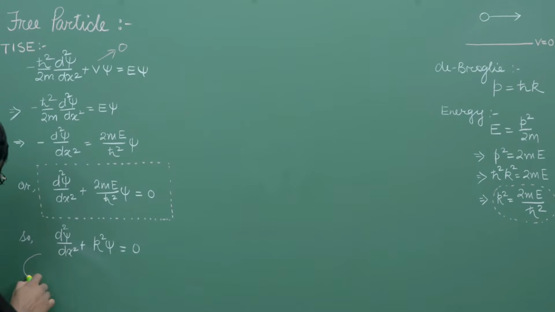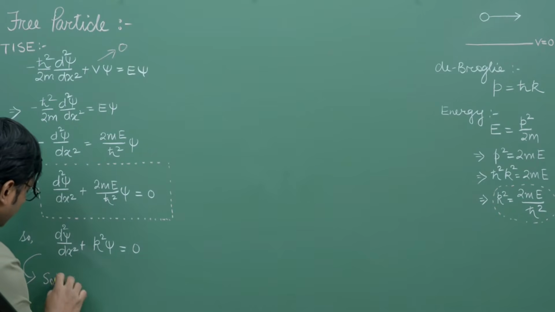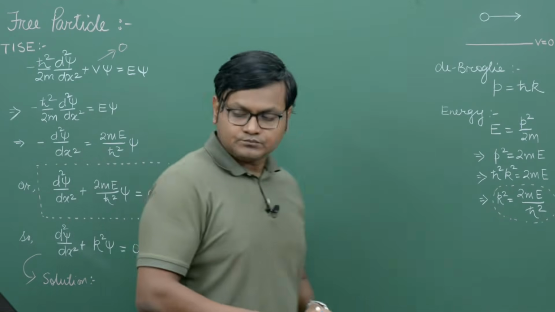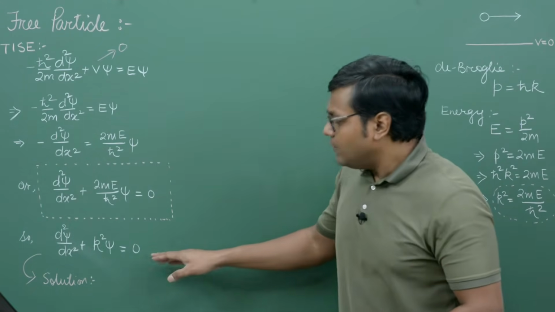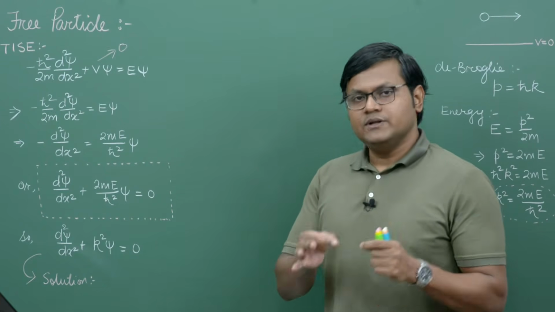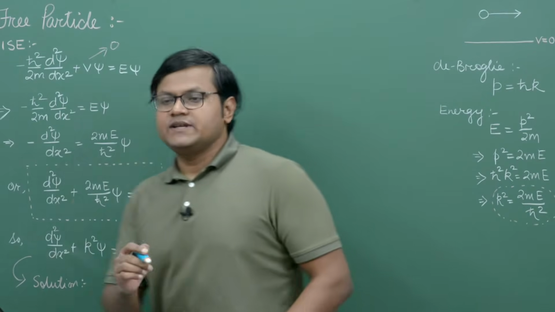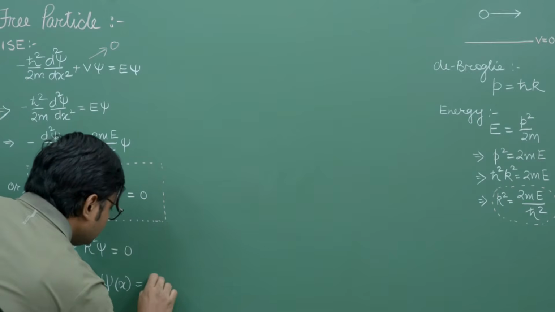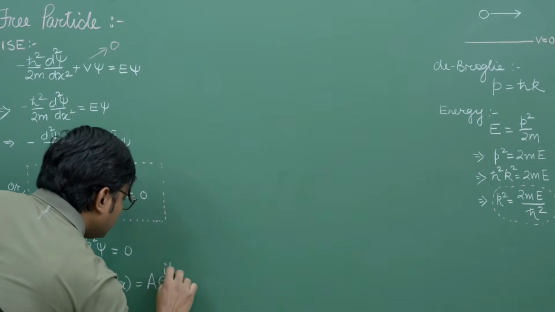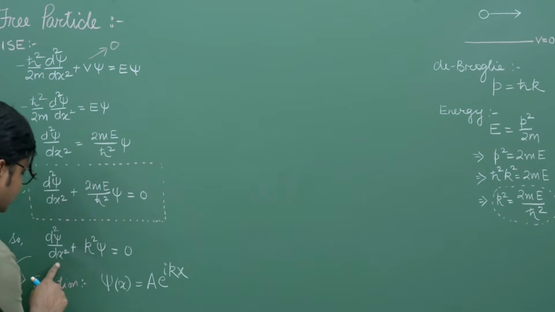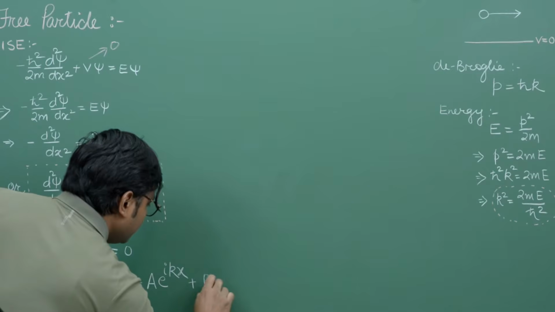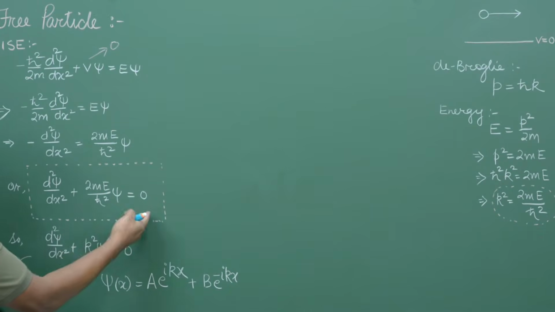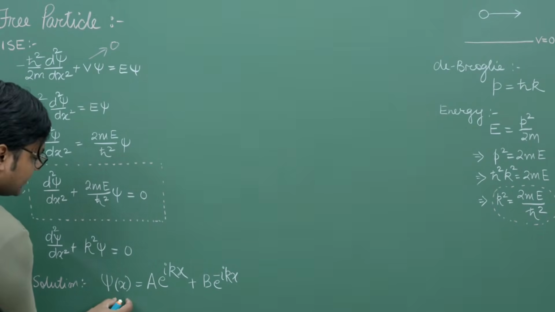So what is the solution for this kind of second order ordinary differential equation? If you are familiar with differential equations, then equations of this form have a very standard general solution, which is what I'm going to write here. It is written as psi of x is equal to, let's suppose, some constant A, e to the power iota kx, plus B e to the power minus iota kx. Now this is the solution of the time independent Schrodinger equation. Therefore this is dependent only upon x.